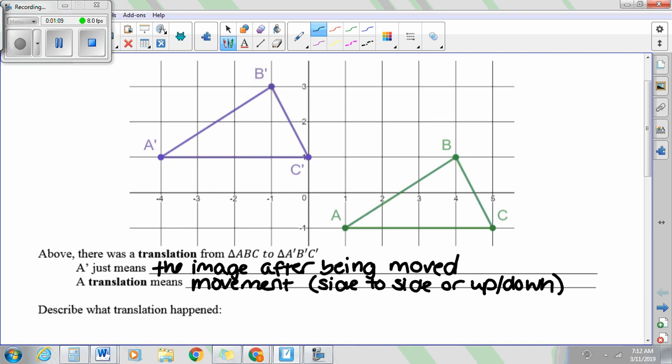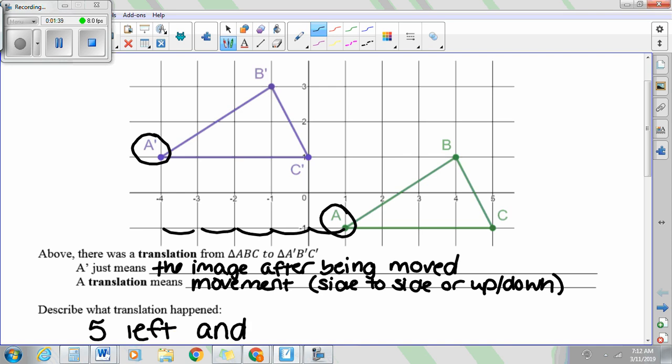So this says describe what translation happened. So this is important that we know that I need to start at the green triangle, the one that doesn't have my primes on it. So if I look at A and I want to look from, how do I get from A to A prime? How do I go from the start to the finish? Well, it looks like I go 1, 2, 3, 4, 5 to the left. And then it looks like I go 2 up.